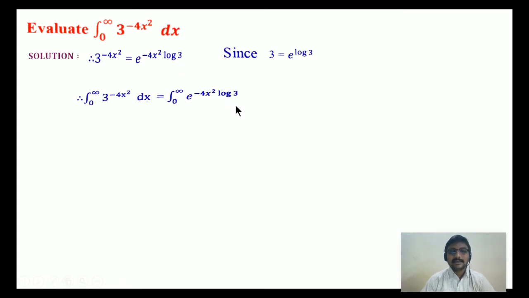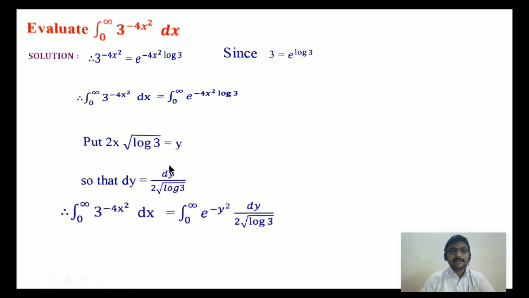Here dx is missing, just write it down. Now put 2x into root of log 3 equal to another variable y. Now differentiating on both sides, we will have dy by 2 into root of log 3. Now substituting these values, we will have the same limits. So with these values, the integrand becomes in terms of y.